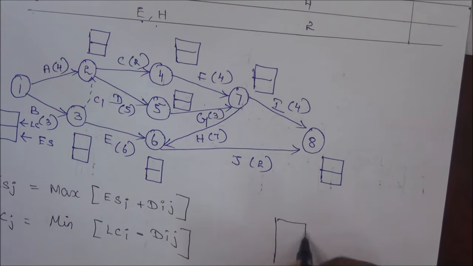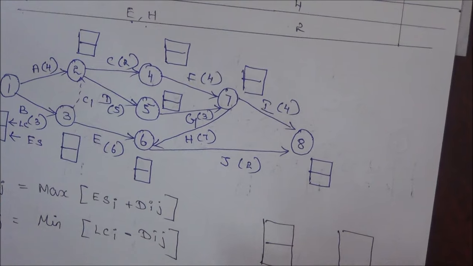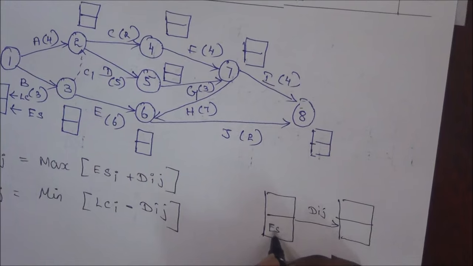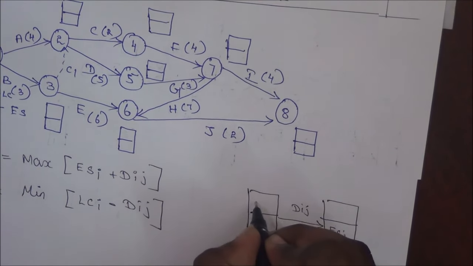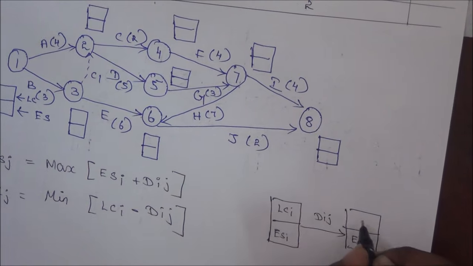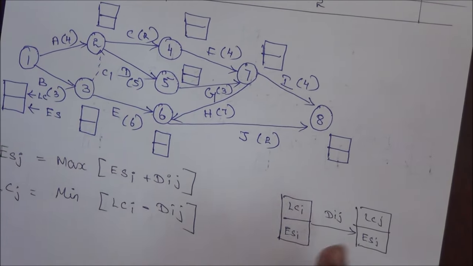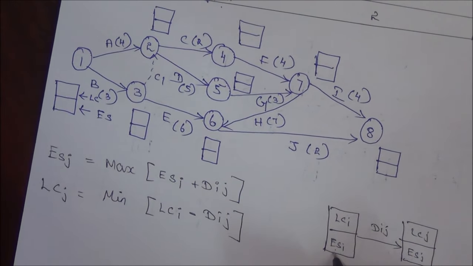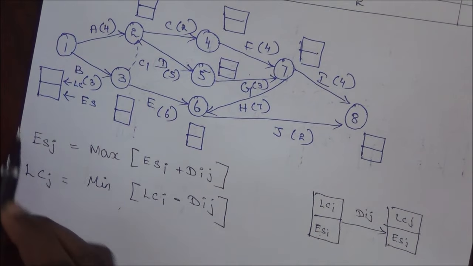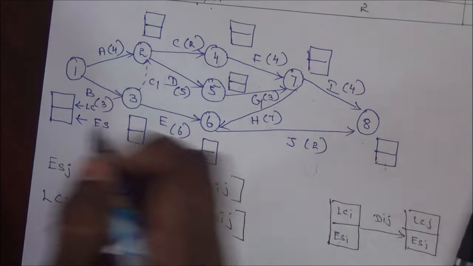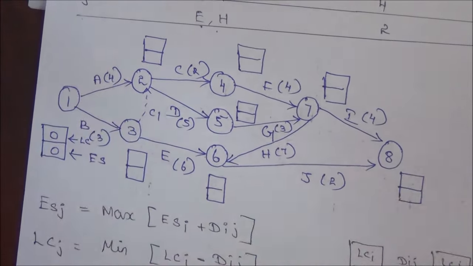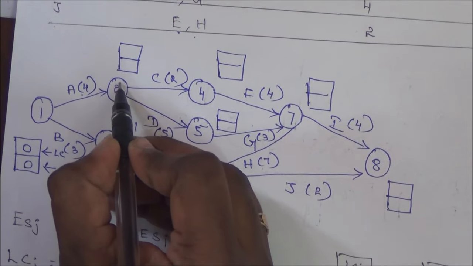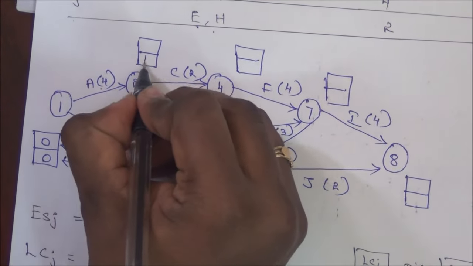So since we have to consider this as an activity, this is D_IJ, this is ES_I, this is ES_J, LC_I and LC_J. So we have to calculate the earliest start time and latest completion time using this formula. First, for each activity, the starting will be 0, initial value will be 0. Next, we have to add 0 plus 4. So no other incoming activities is there, so we can consider it as 4.